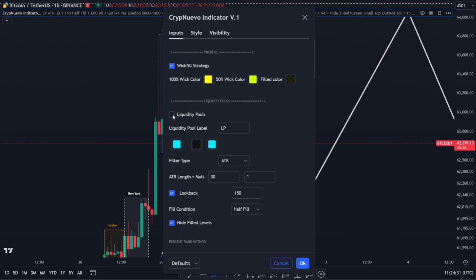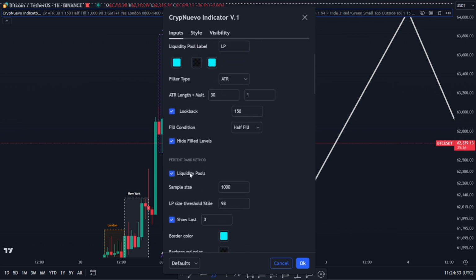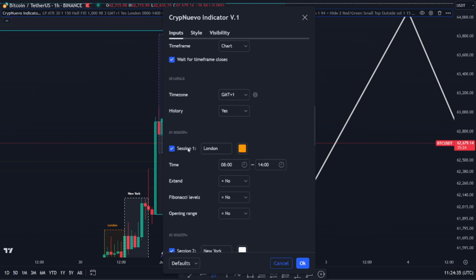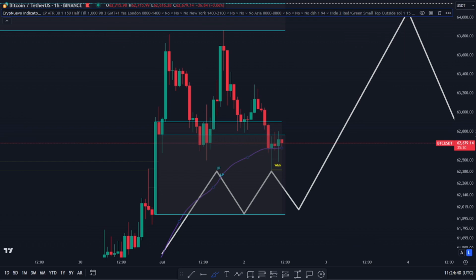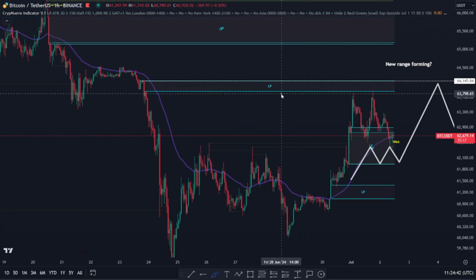So let me activate everything again and remove the trading sessions. You see, it's very fast to enable things and turn them off, it loads fast. That's one of the things that I like the most.